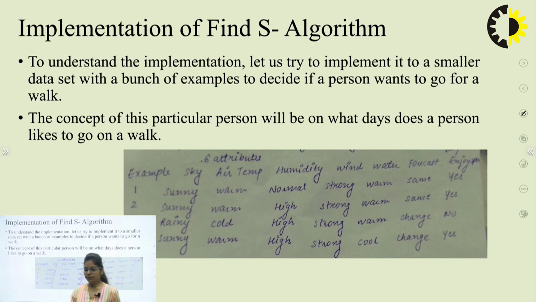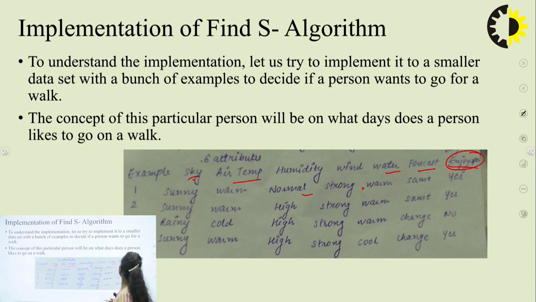This is the example. Today we need to consider this example. To understand this implementation, let us try to implement it on a smaller data set with a bunch of examples to decide if a person wants to go for a walk. The concept here is on what day a person likes to go on a walk. Basically, these are the 4 iterations. These are the 6 attributes: sky, air temperature, humidity, wind, water, forecast, and enjoy sport. This is our target attribute, and according to this target attribute, we need to find out the hypothesis.